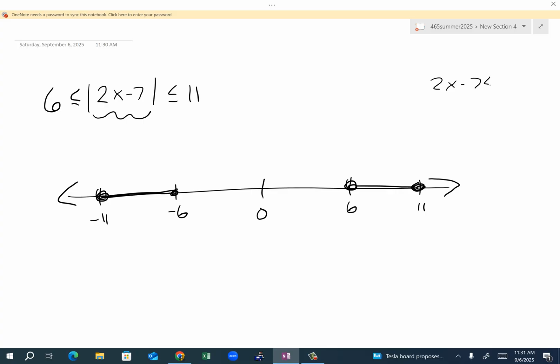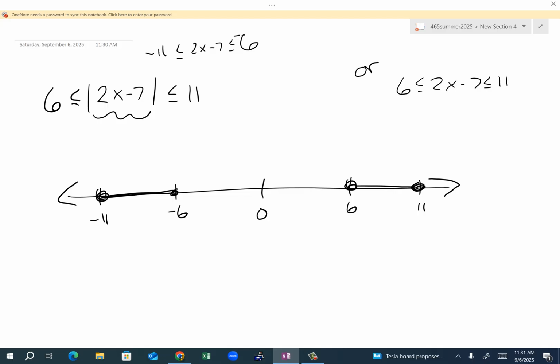2x minus 7 is less than 11, but by the way, and greater than 6. Or, and I'm going to write it this way, and then you're going to look at it and go, that's not right, Groom. I feel like negative 11 is the smaller number. What are you saying? Oh, it should be on the left. Bro, I got you.